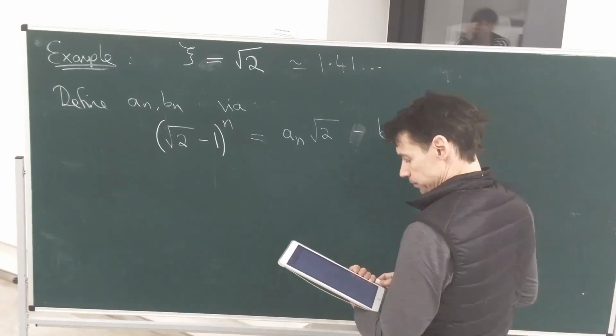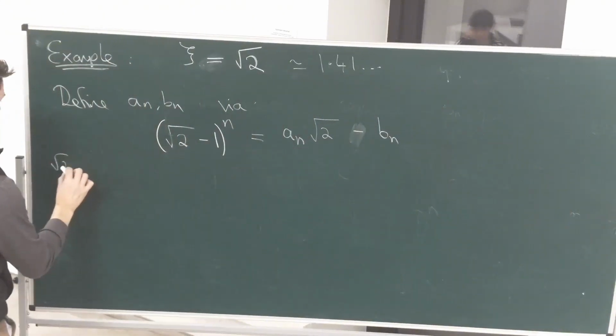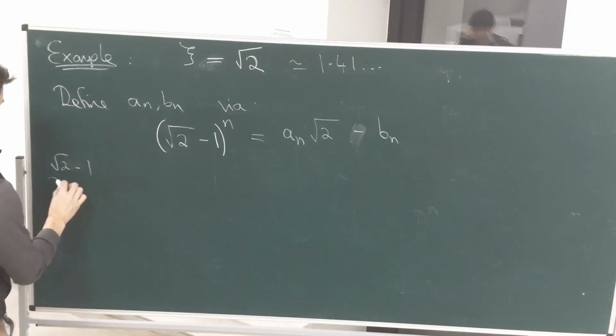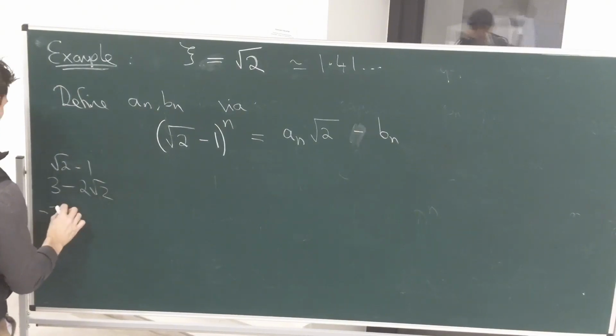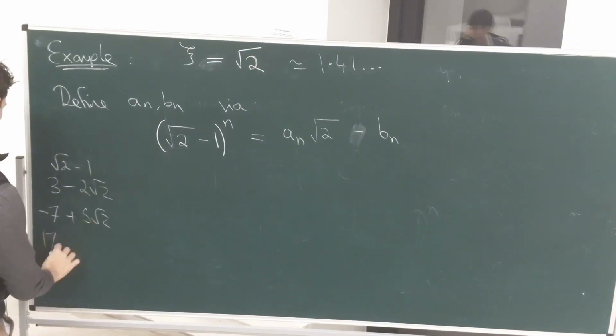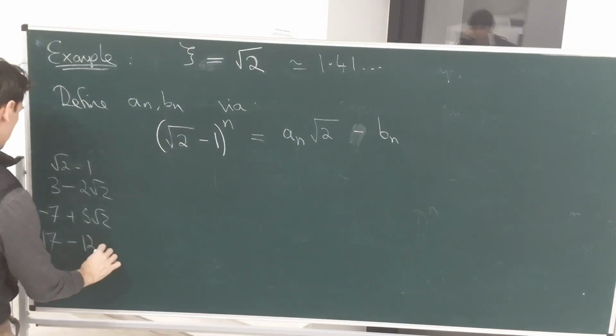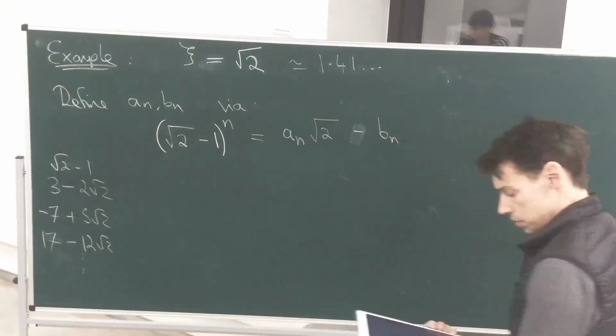Minus bn. Okay, so if you work this out, for n equals 1 you get square root 2 minus 1. Then you get 3 minus 2 square root of 2. And you get minus 7 plus 5 square root of 2. You get 17 minus 12 square root of 2, etc. You can write down closed formulae for an and bn.